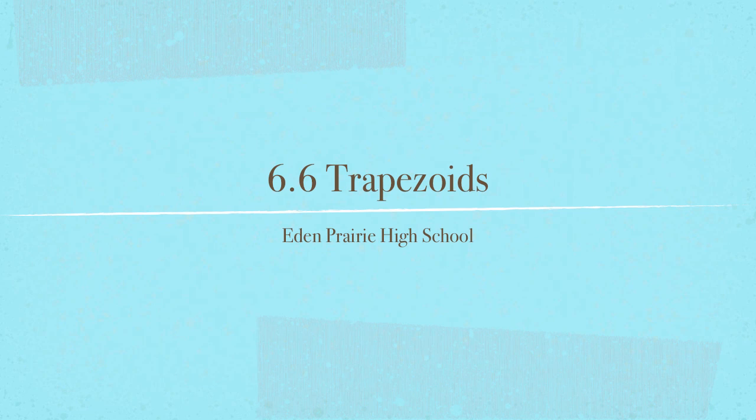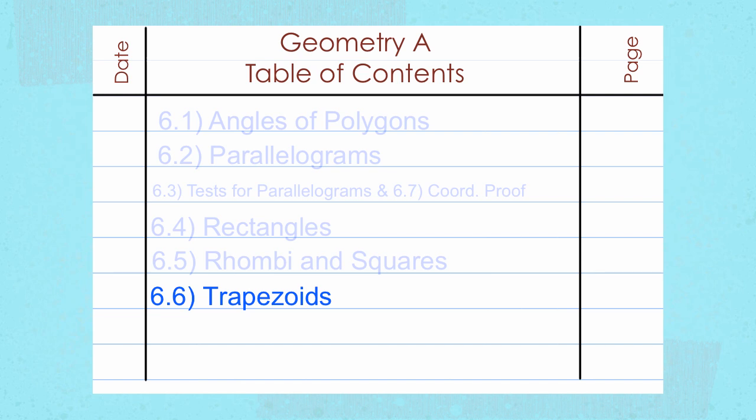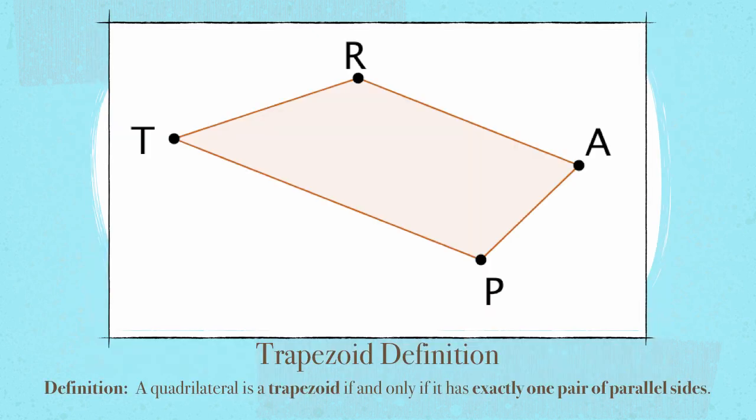Section 6.6 is all about trapezoids. Open up your notes, put this in your table of contents, and then start up with a fresh page. First, definition of a trapezoid.